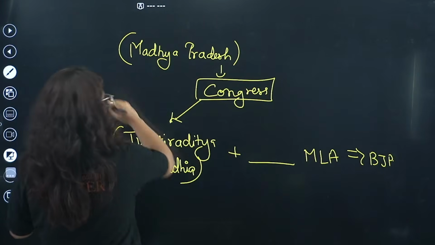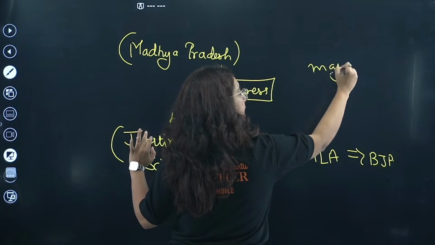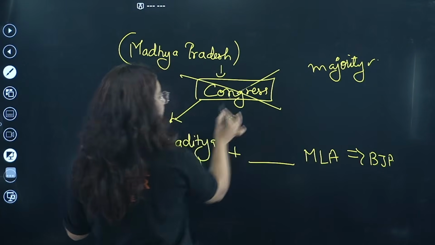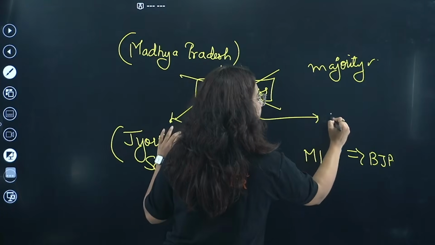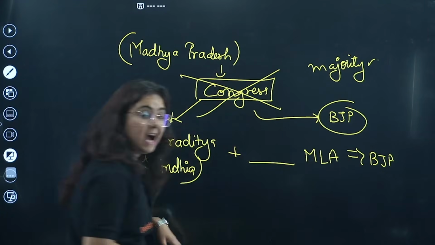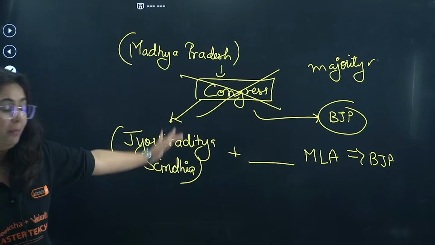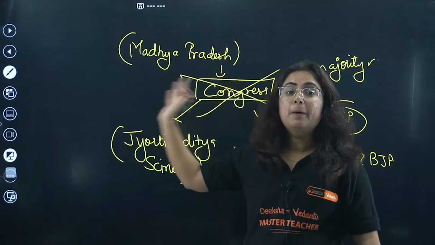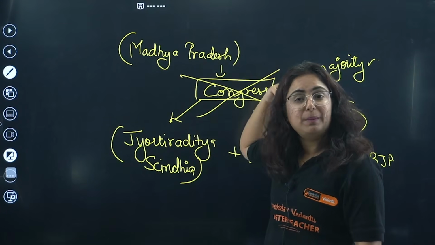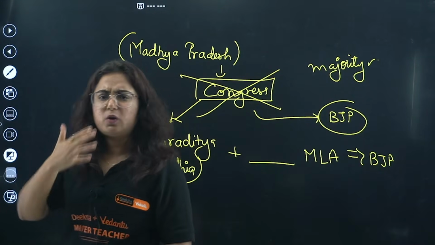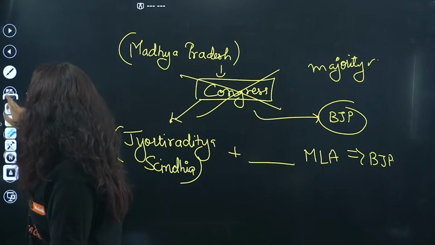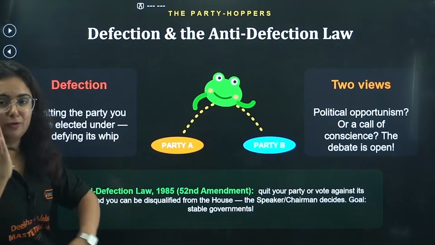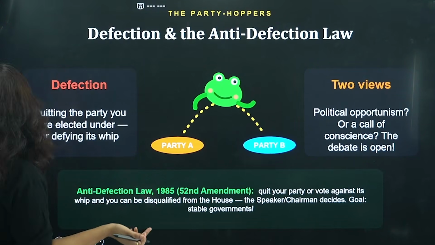Now what happened? When the majority was recounted again, beta, Congress was not getting the majority votes. Rather, it went into the hands of BJP. See how defection leads to instability in the government. In the middle of the tenure, the Congress party was not the majority party, and hence the government was formed by BJP. This is what is known as defection and the problems caused by defection. Clear? That's why I wrote it here: defection, and the frog is like moving from here to there. Okay. Next.